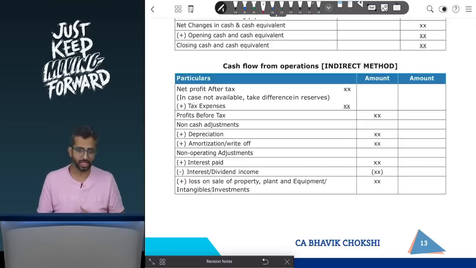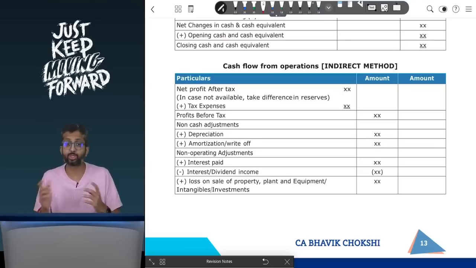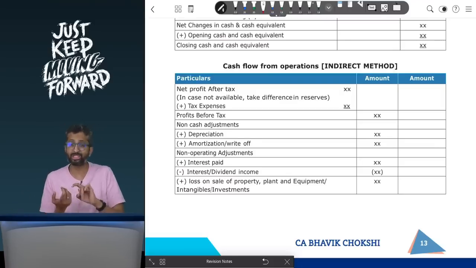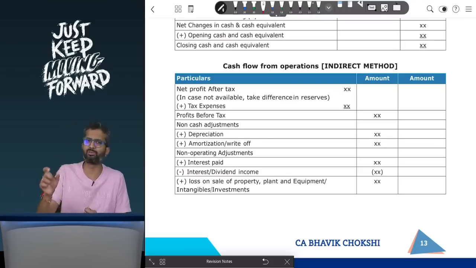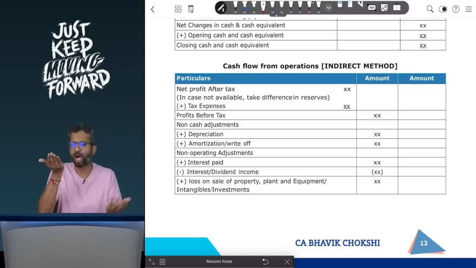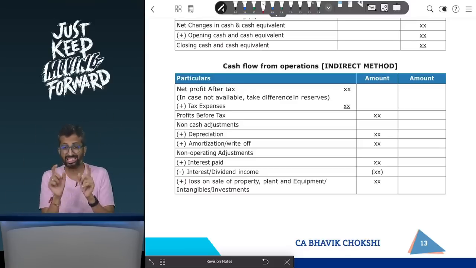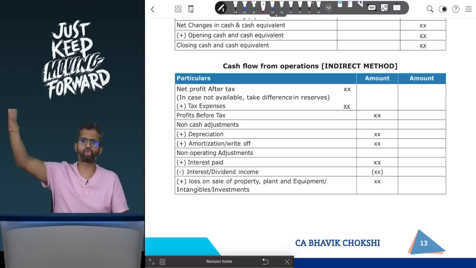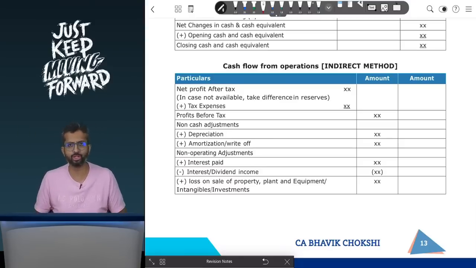Second is the non-operating items. Sometimes in net profit there might be certain non-operating items like interest paid, which is financing in nature, or interest income, which is investing in nature, or gain or loss on sale of fixed assets, which is investing in nature. We are trying to find the cash flow from operations, and hence you will reverse this item. So if there is an interest or dividend income, you will deduct it because your net profit is higher. However, your cash flow from operations should not be impacted. So you deduct it from here and then show it as a separate cash flow in your investing section.